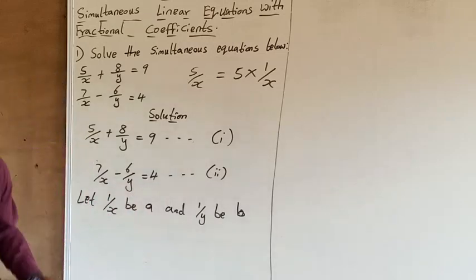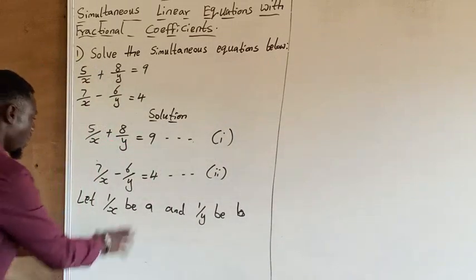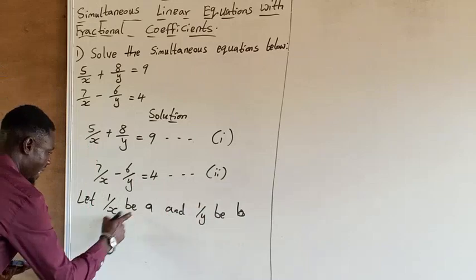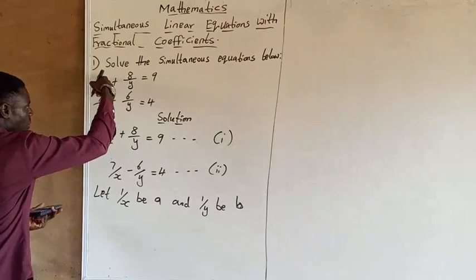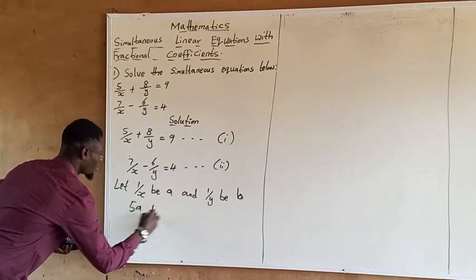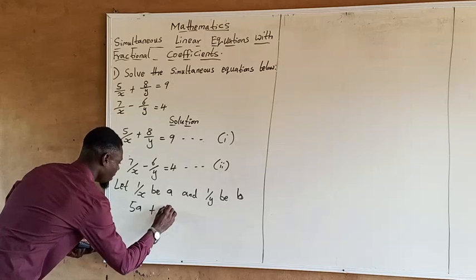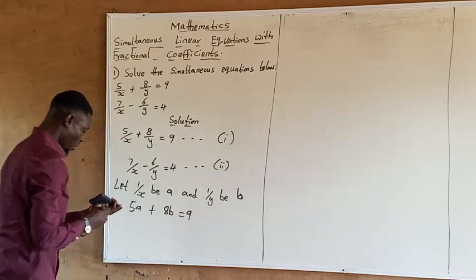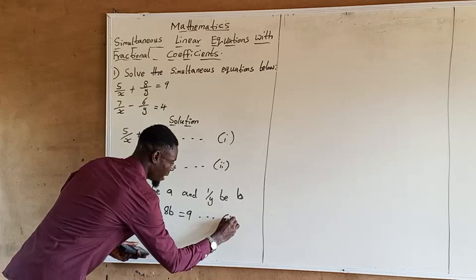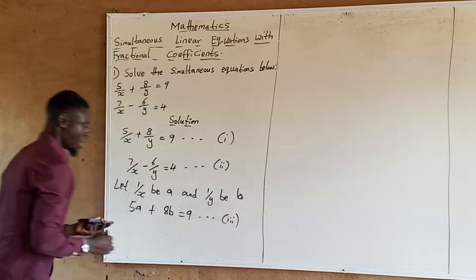Okay, therefore, like I told you, I bring back this emphasis just to make my statement accurate. So now we'll have something like this. If 1 over x is a, then from our original equation 1, we'll have 5a plus, we have 1 over y, which is b, so 8b is equal to 9. If you observe, this is a new equation that is not found anywhere, so we name it equation 3. This is why we have to name it equation 3. I told you I will show you how to name equations.